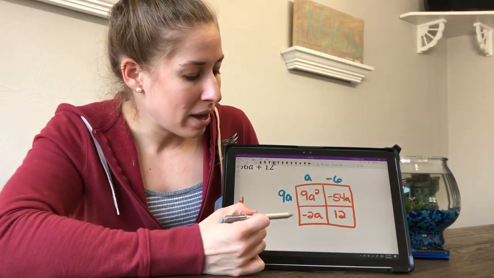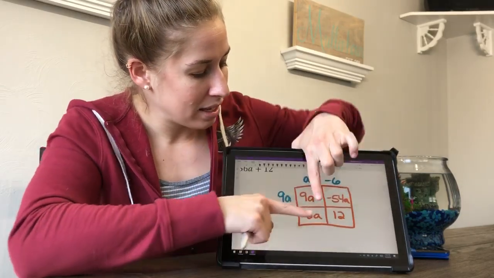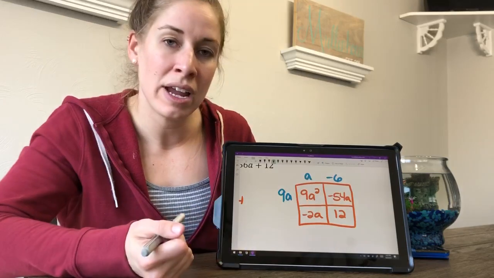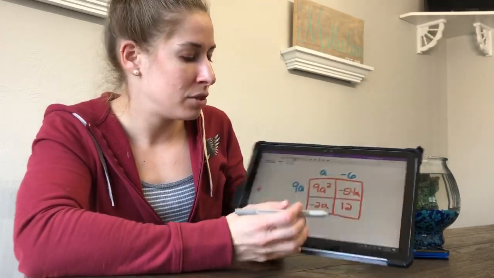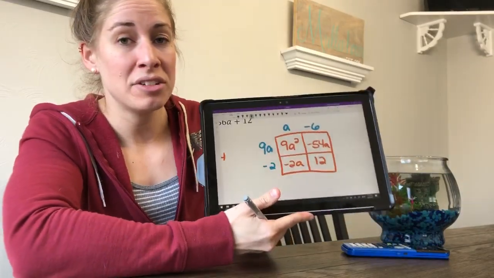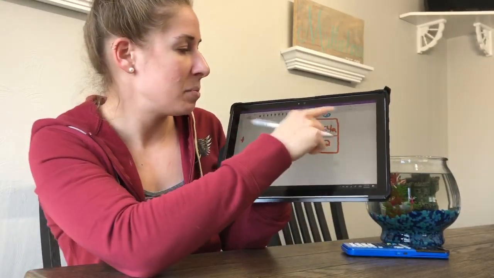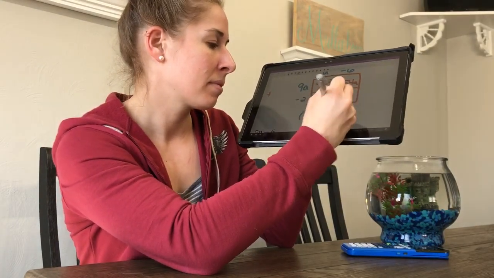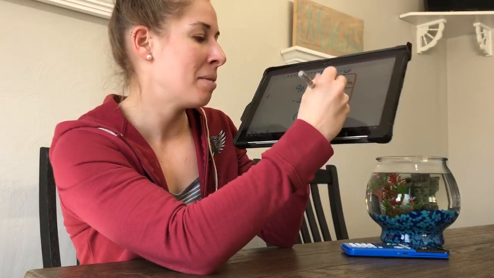And then this last spot here, it's this a times that spot to give you negative 2a. So a times what gives you negative 2a? Negative 2. And we're pretty much done. Now you just need to put them into your bubbles. So this bubble up here was an a minus 6 bubble. And then this bubble here is a 9a minus 2.